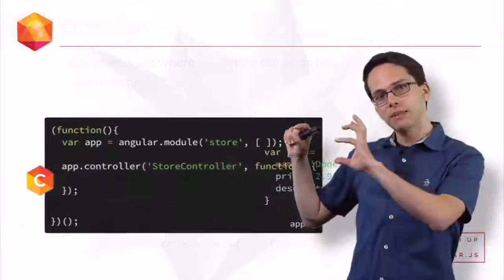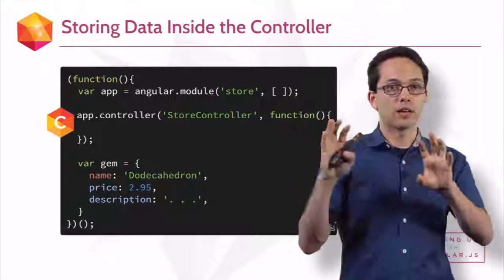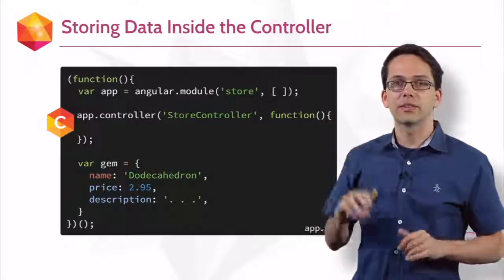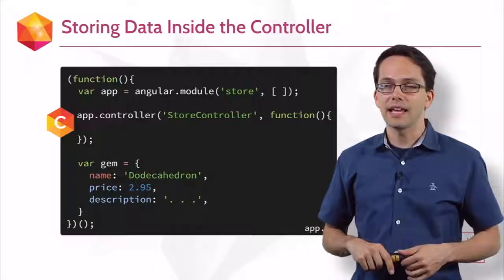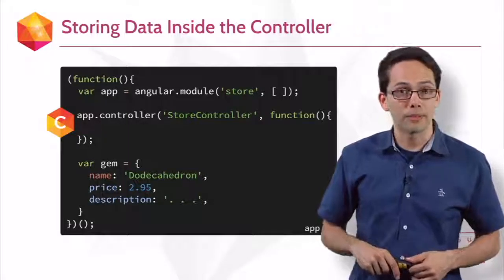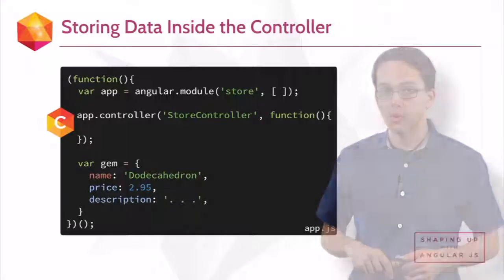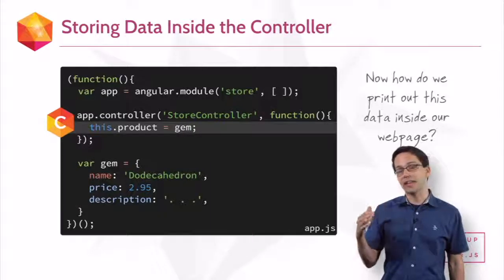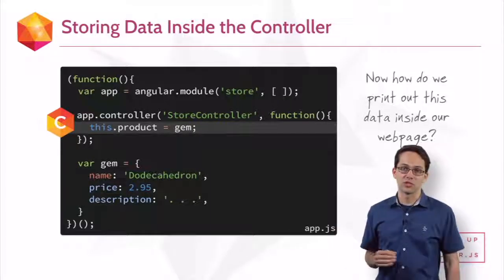Now let's move our gem variable into our app.js. Now from inside of our controller, we need to set this gem equal to a property of this controller. So we'll call this.product. Product is a property of our controller, and set that equal to gem. Now we need to figure out how to get access to this data from inside of our HTML.